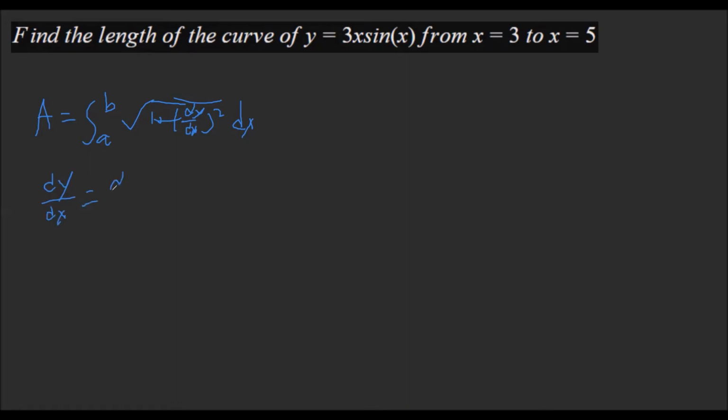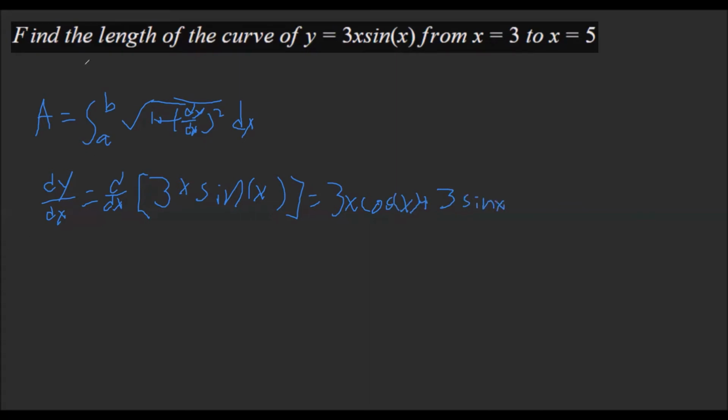And we can do that by just simply finding the derivative of y. Now we can employ the product rule, which I made a video on, I believe. So we can say that the derivative of 3x sine x is equal to 3x cosine x plus 3 sine x.